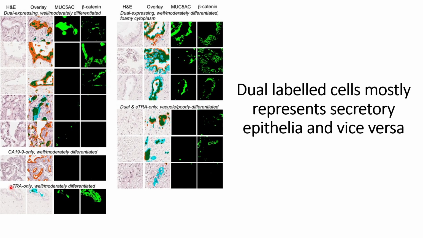However, in the well differentiated or moderately differentiated cells where sTRA is present, it shows both MUC5AC and beta catenin, indicating that sTRA is usually more predominantly found in the well differentiated cells where MUC5AC and beta catenin are also present. And thereafter they checked the overlay of MUC5AC and beta catenin in a dual expressing well differentiated foamy cytoplasm.